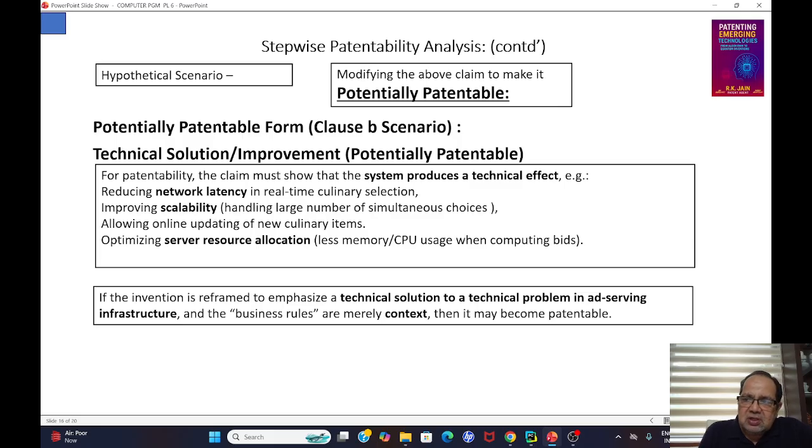So the idea is that if we can use the computer program per se, which has been mentioned in this claim, to make a new claim where this program is being used to produce a technical effect, then we can present it to the patent office as if the invention has been reframed to emphasize a technical solution to a technical problem, with the business or algorithm used merely as context. Then it may become patentable.